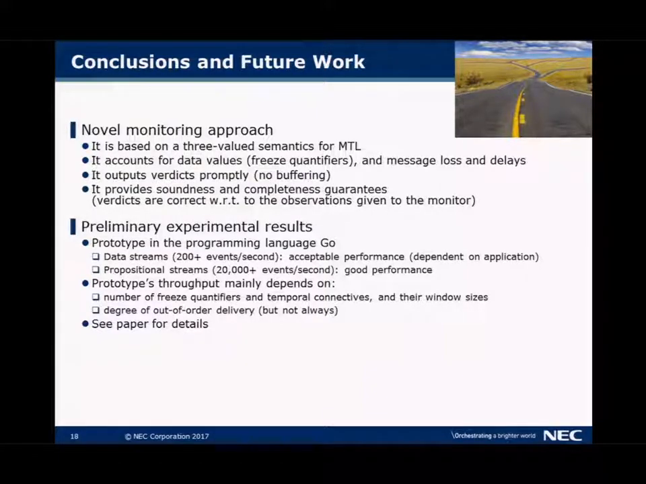The main dependencies of the throughput of our prototype are the number of freeze quantifiers, which more or less determines how many different assignments you have in the data structure, the number of temporal connectives, and also the time windows that are attached to these temporal connectives, which is also not surprising. If the time window is bigger, you have to take more into account to make certain conclusions. And the degree of the out-of-order delivery may be a bit surprising. Sometimes it has a significant impact, sometimes it's almost nothing.